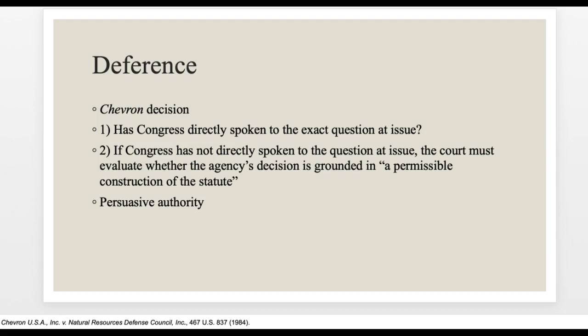Now we should discuss the relationship of administrative law to statutes and case law. The Supreme Court case Chevron USA versus Natural Resources Defense Council addressed the question of which standard of review a court should apply when dealing with an administrative agency's interpretation of a statute. The Supreme Court devised a two-step test. The first step is to ask whether Congress has directly spoken to the exact question at issue. If it has, then the court and agency must adhere to the clear intent of Congress. If Congress has not directly addressed the question at issue, then go to the next step. The court must evaluate whether the agency's decision is grounded in a permissible construction of the statute.